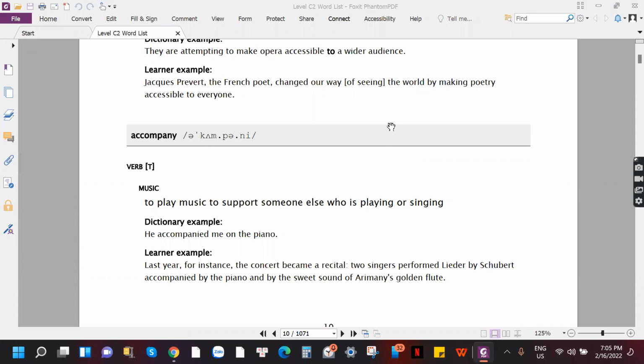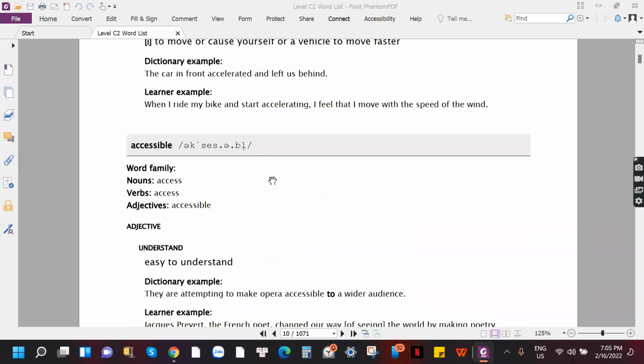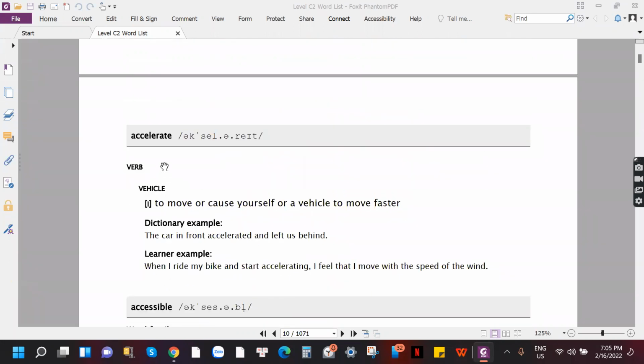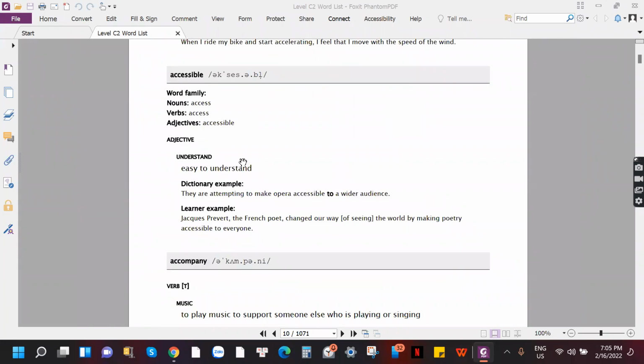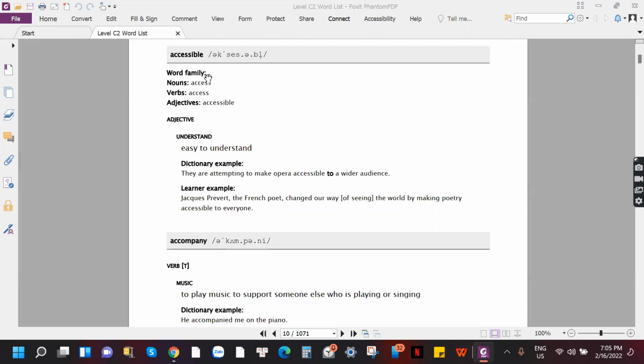And today we are going to apply the radio talk method into the class. The book we use is Level C2 word list. We have already studied the words accelerate and academic. Today, our words of choice are accessible and accompany. So this is the way that we are going to apply into our class.